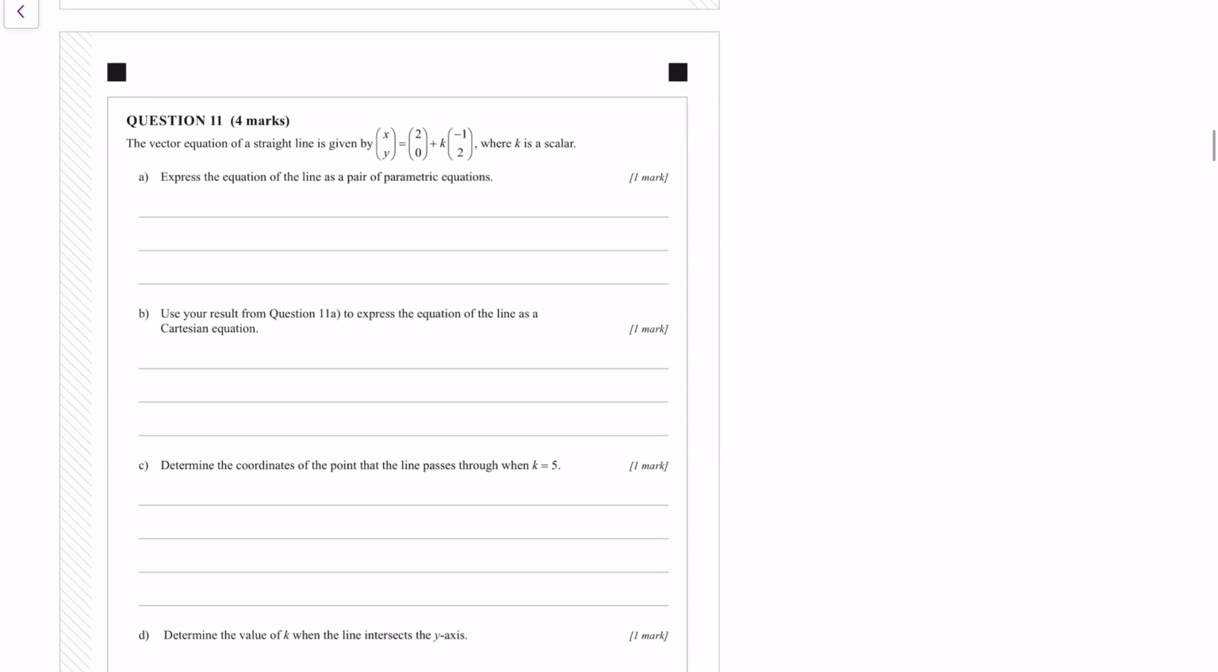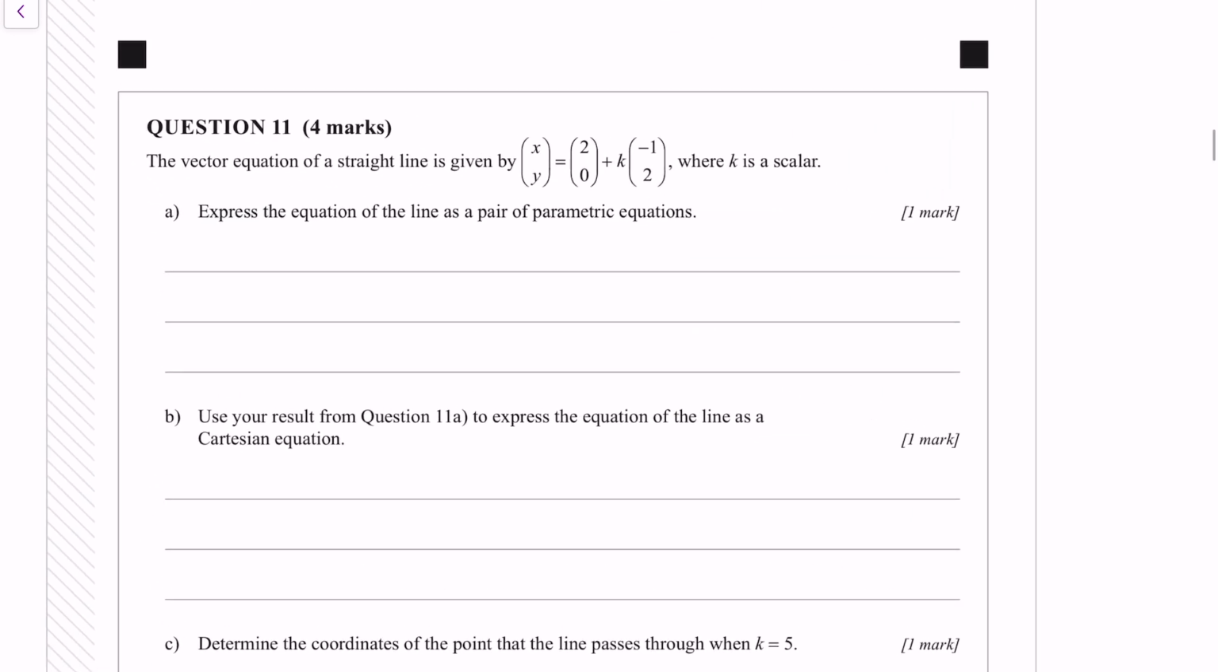Okay, let's go straight into it. So, question 11. I found that this paper in general was pretty easy for specialists.